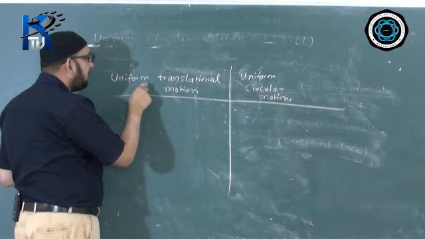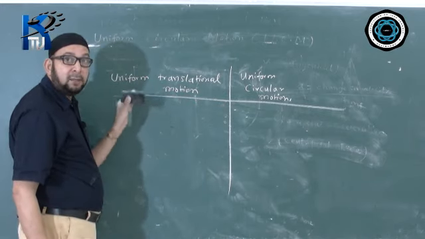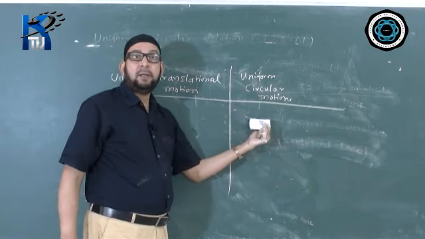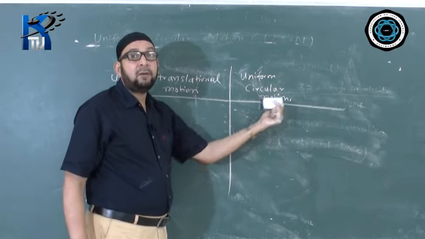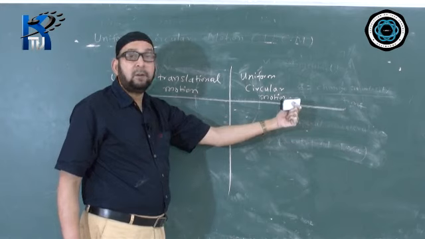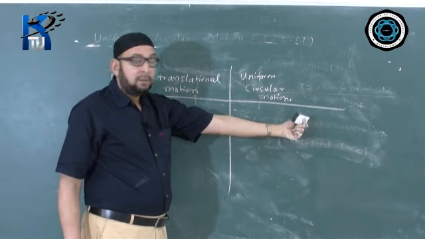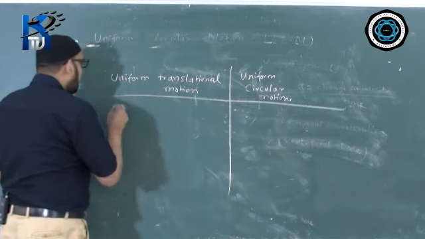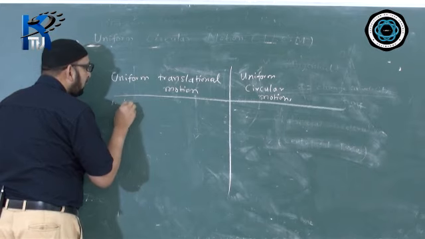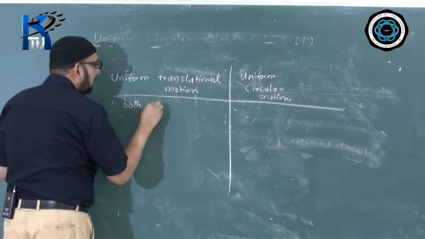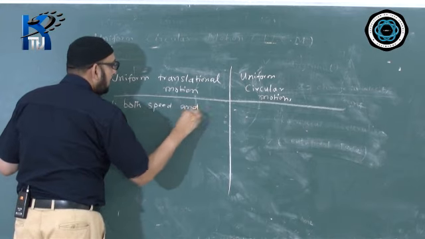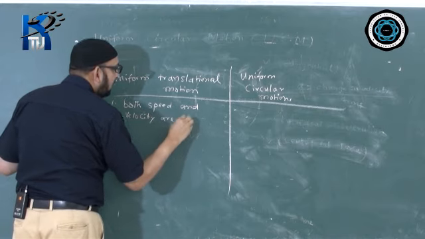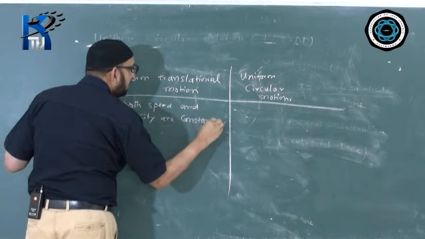That's why in this case, both velocity and speed remain constant. And out here in this case, speed remains constant, but the velocity becomes variable, or velocity does not remain constant because of changing direction continuously at every point of its motion. So here we can write the first point: both speed and velocity are constant. That is the first point we are going to write over here in this case.